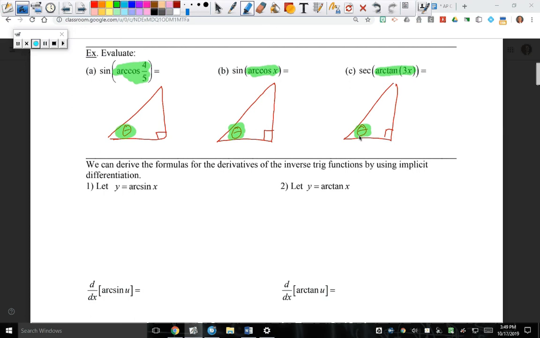Okay, here we go. Arc cosine. Cosine we know is adjacent over hypotenuse. Says that from here, this is the adjacent over the 5 hypotenuse. This is over what?